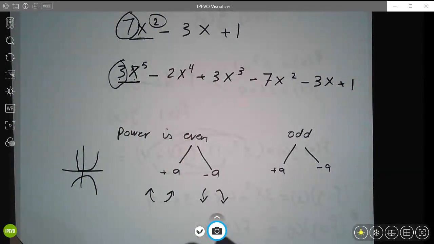So even is pretty easy. They head in the same direction, positive up, negative down. So far so good? Yeah?